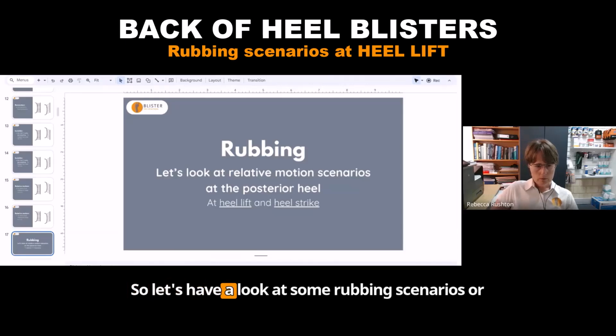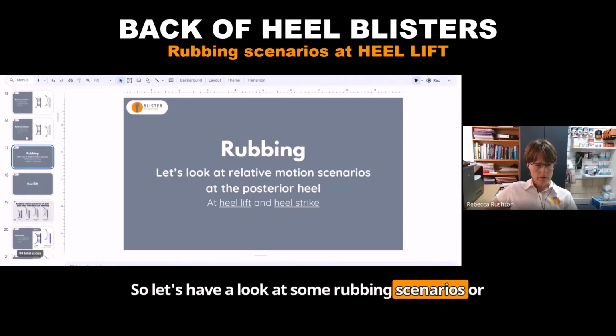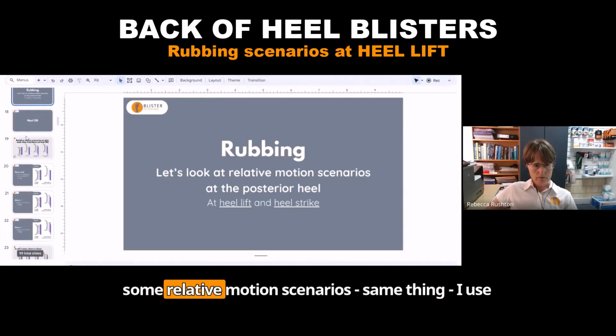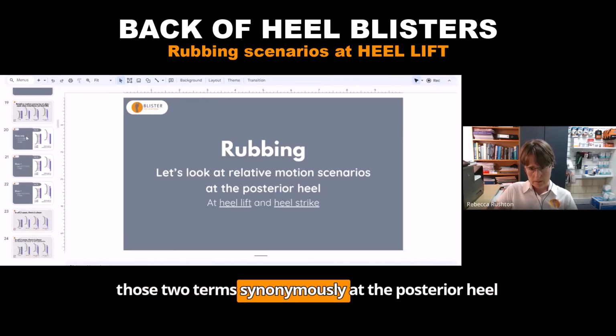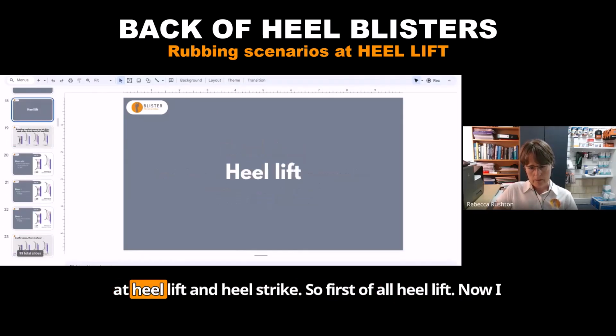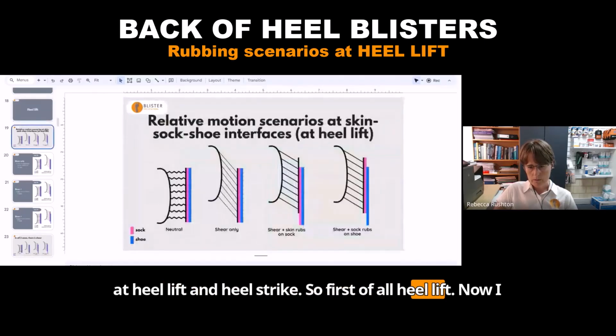So let's have a look at some rubbing scenarios or some relative motion scenarios, same thing. I use those two terms synonymously. At the posterior heel, at heel lift and heel strike. So first of all, heel lift.